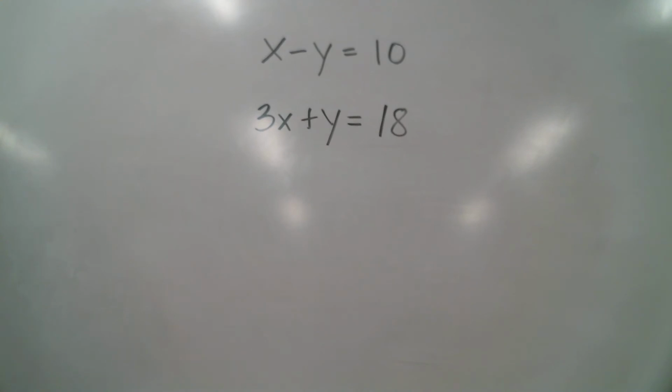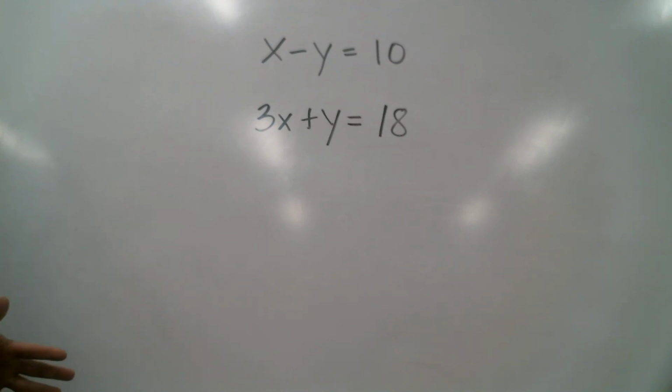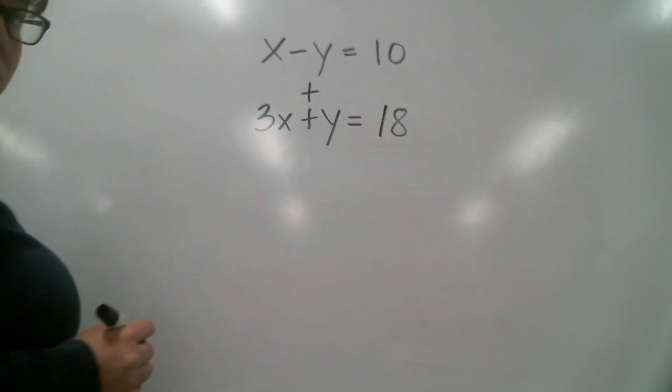Okay, here's your last one that we'll do together. Go ahead and copy it down, and remember, we're trying to find something that will cancel out. And I see a negative y and a positive y. So I know I can get those to cancel out. I don't want to subtract, I want to add. Negative y plus positive y is going to cancel that out.